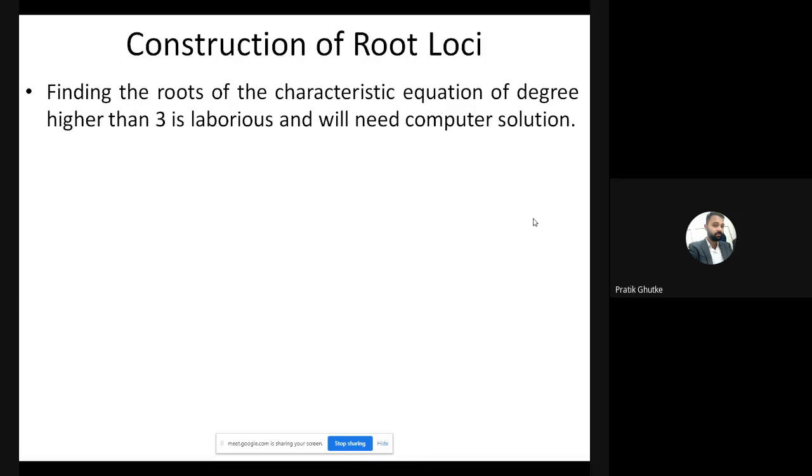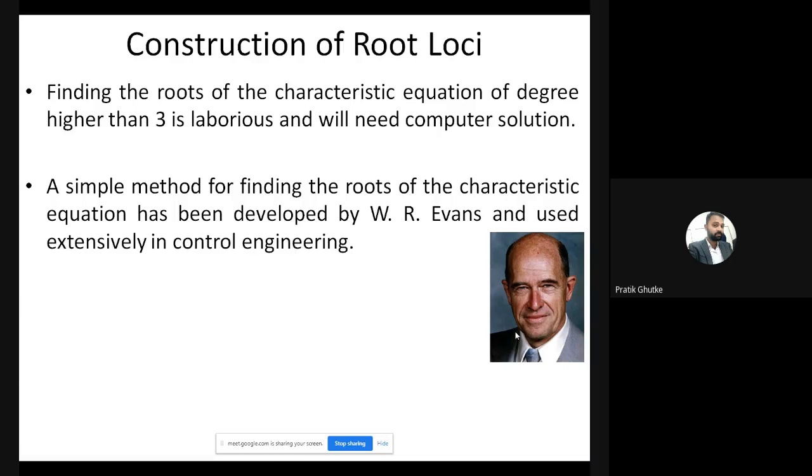With the help of MATLAB functions, we can also draw the root locus by giving input to the system. That is, we have to define the poles and zeros of the system, and there is a command, rlocus. rlocus means root locus. So rlocus of G of S, if I define G of S, will show the root locus of the system in MATLAB.